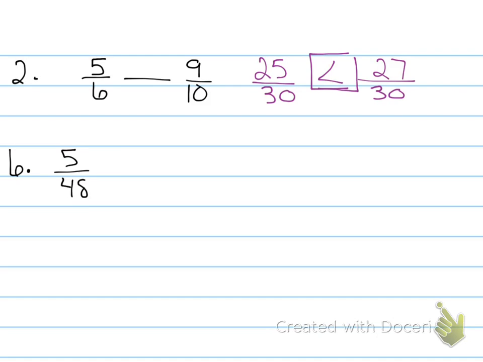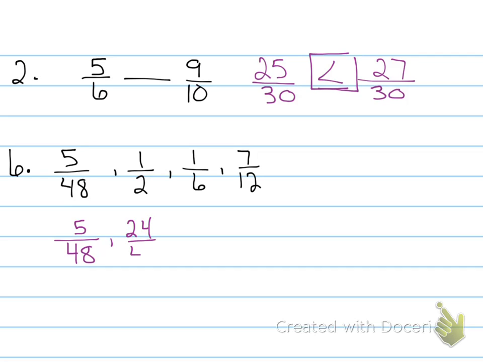Okay, number 6, what was my LCD? 48. It was 48. So do I even do anything with my first fraction? No, I'm just going to bring it down and rewrite it. What's going to be my second fraction? 24/48. What's going to be my third fraction? 8/48. What's going to be my last fraction? 20/48. Now I can compare, and remember, in my answer, I write the fraction in simplest form.